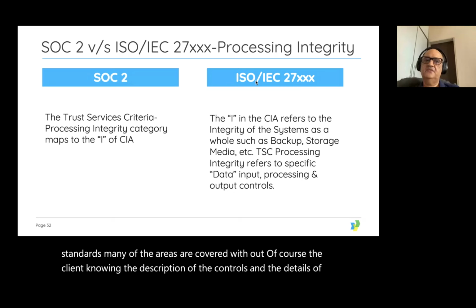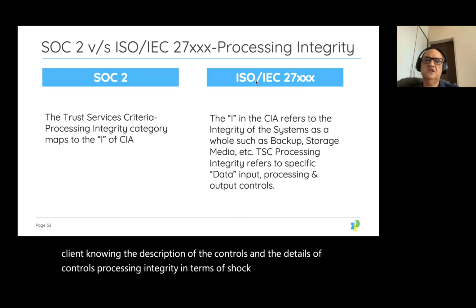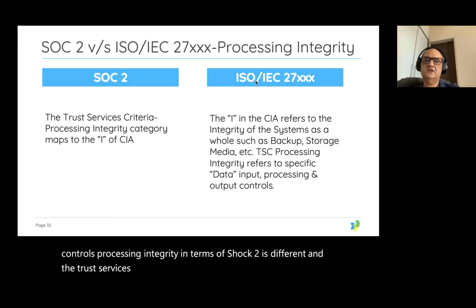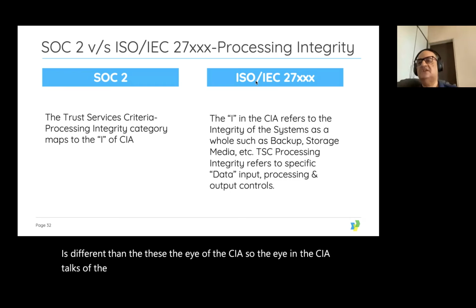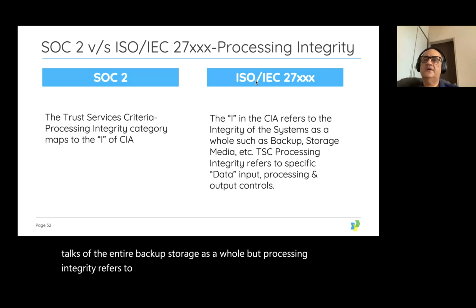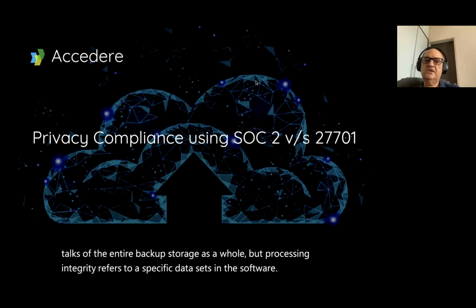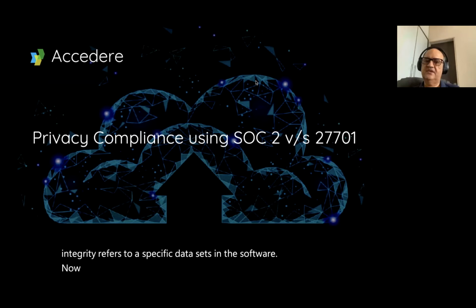Processing integrity in terms of the SOC 2 trust services criteria is different from the I of the CIA. The I in the CIA talks of the entire backup storage as a whole, but processing integrity refers to specific data sets in the software report. Now let's see how privacy compliance works using SOC 2 reports.